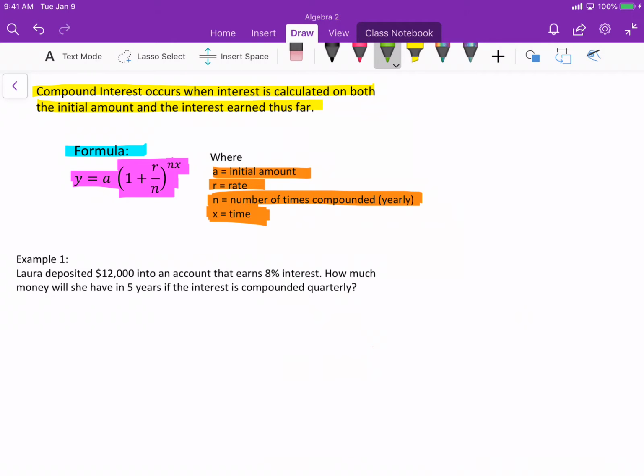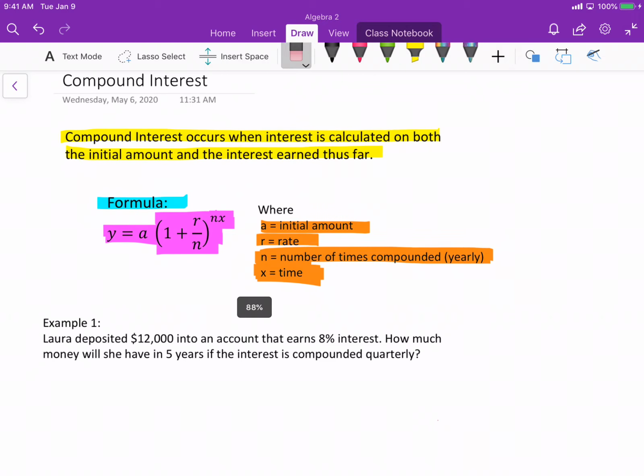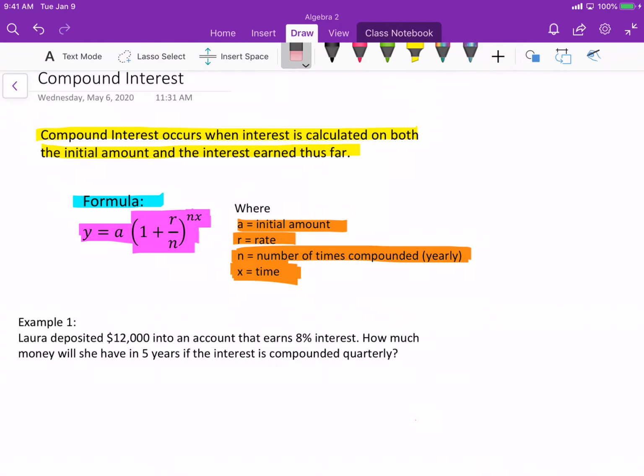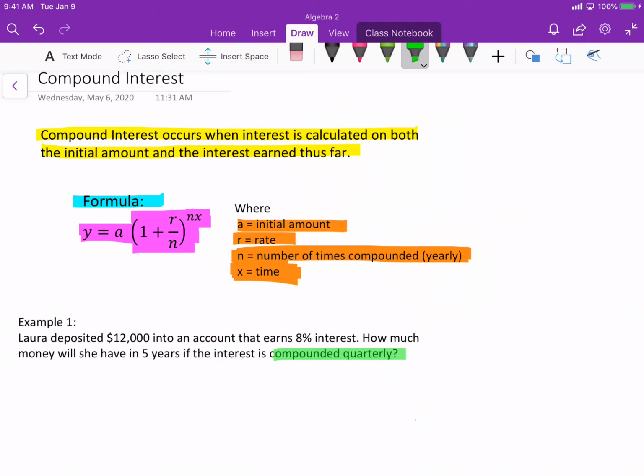All right, so let's go ahead and work on example number 1. Example 1 tells us that Laura deposited $12,000 into an account that earns 8% interest. How much money will she have in 5 years if the interest is compounded quarterly? So what we notice with these problems is that now we're going to have this factor of the interest rate being compounded at different rates. In this case, it's telling us it's compounded quarterly.